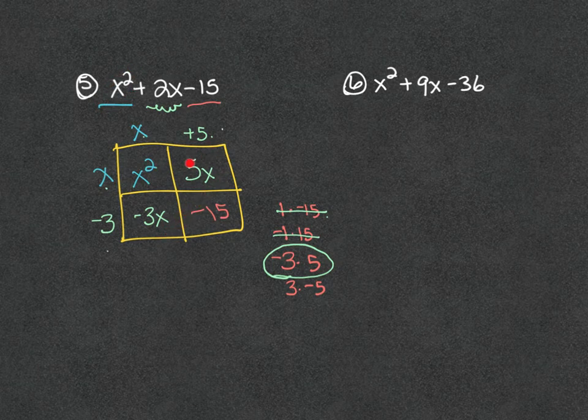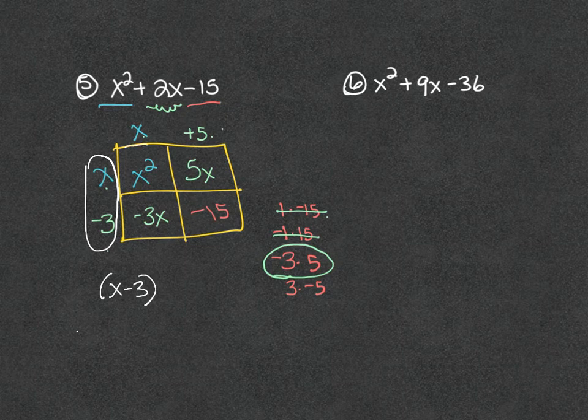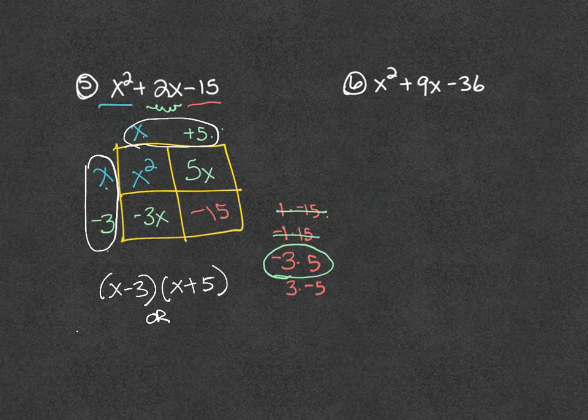If I combine these like terms here, this is going to give me a positive 2x. And there's my -15. So that means as I go to write my final answers, one of my factors will be x minus 3, and the other one will be x plus 5. Now keep in mind that I may also have x plus 5 times x minus 3.